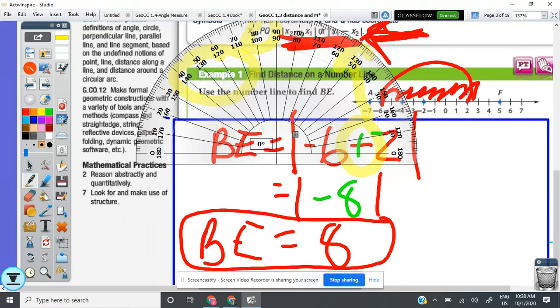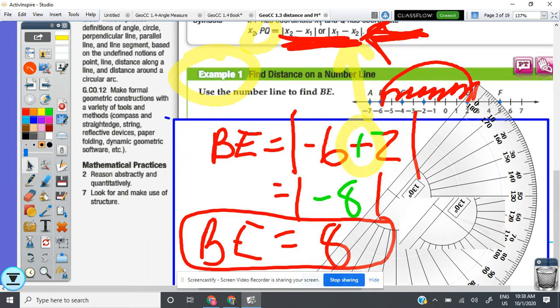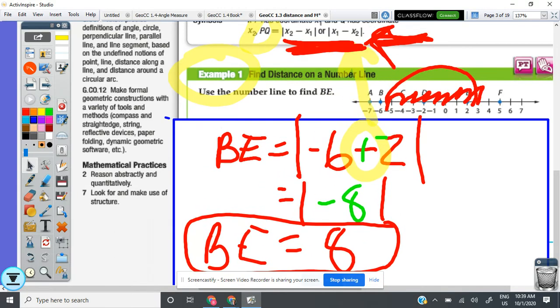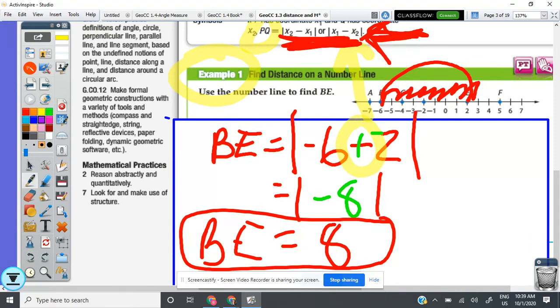So what if I wanted to go from E to B? It should be the same. Awesome question. Why did it go from -8 to +8? Because these two things are called absolute value, and they mean always make it positive. So I have a straight line here and a straight line here. Distance is always going to be positive. So that's why it now is positive.